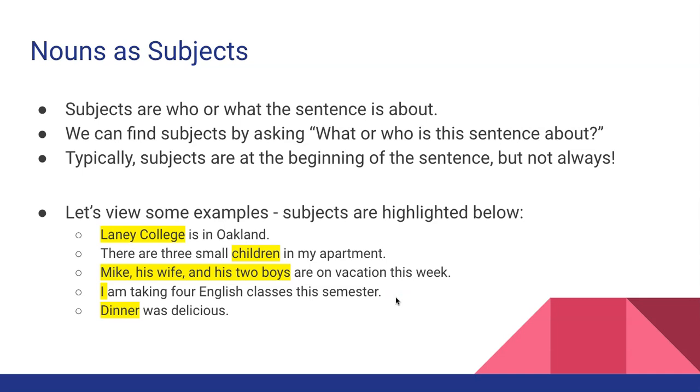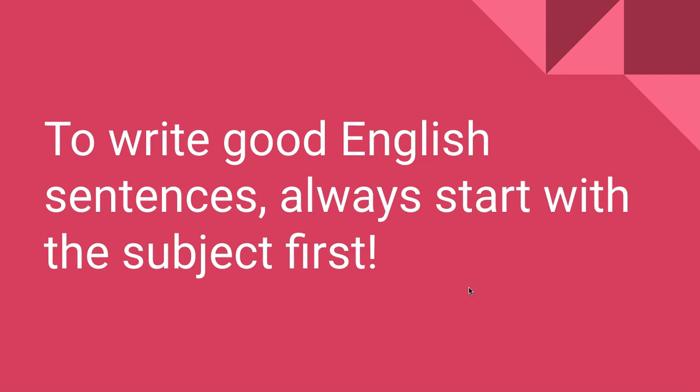So here are all of the subjects highlighted in the sentences. In these examples, these nouns are acting like the subject. The job is to be the subject of the sentence. To write good English sentences, always start with the subject first. Think about who or what you want to write about and start by putting the subject at the beginning of the sentence.